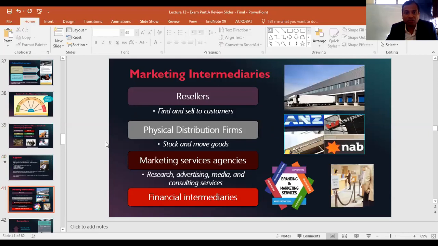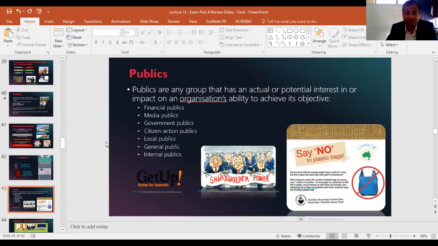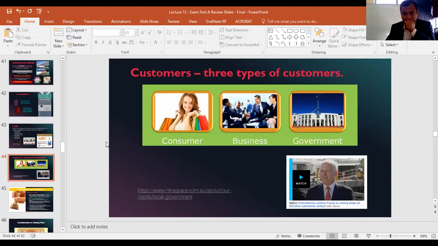Now, these are the micro environment actors: competitors, general publics.